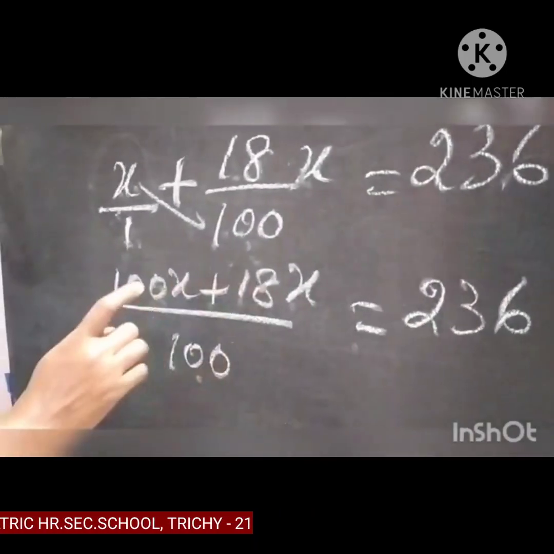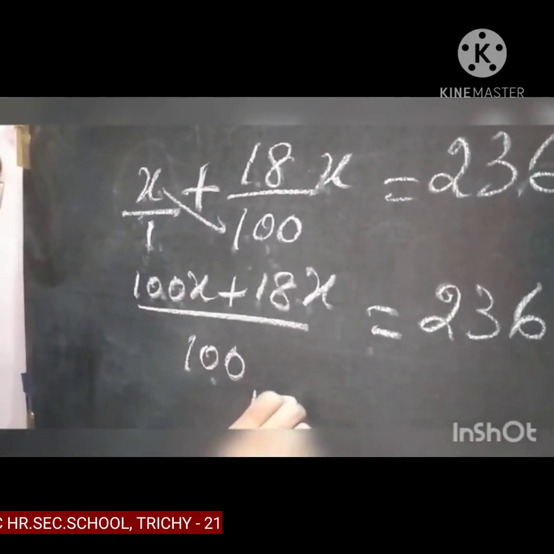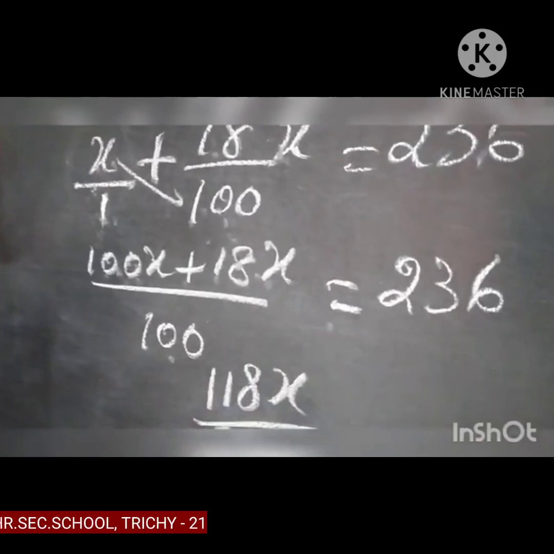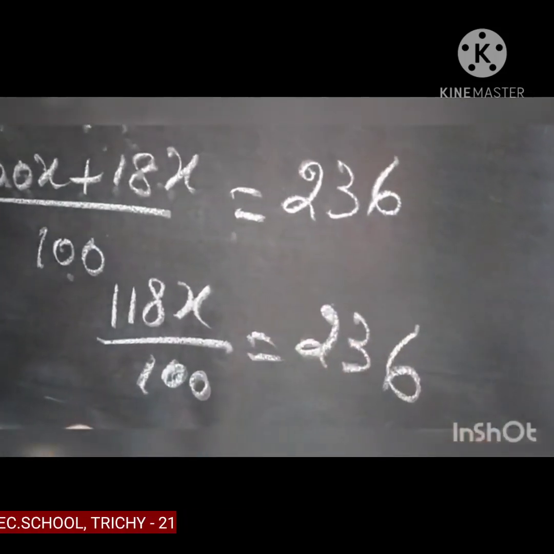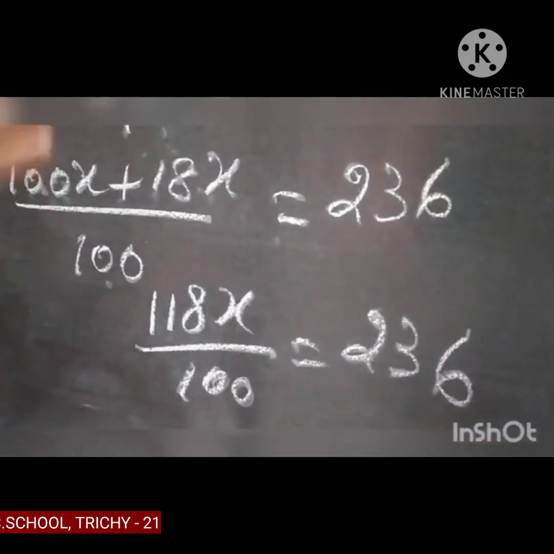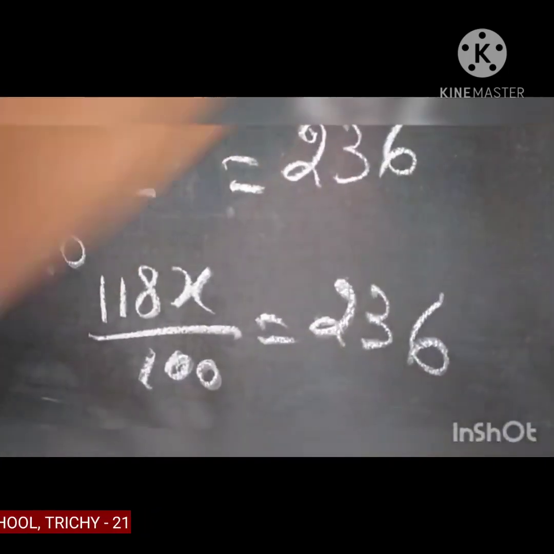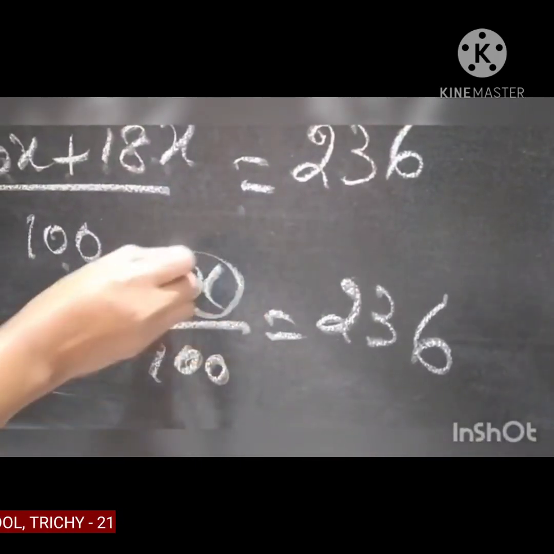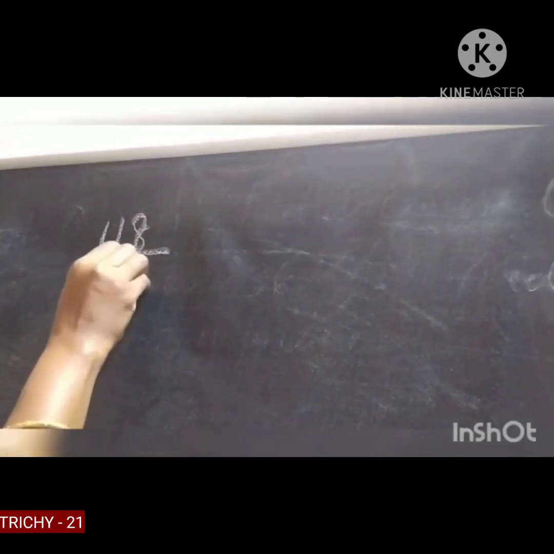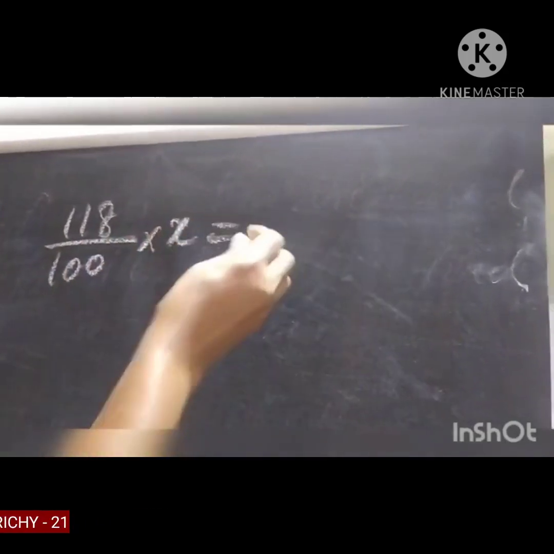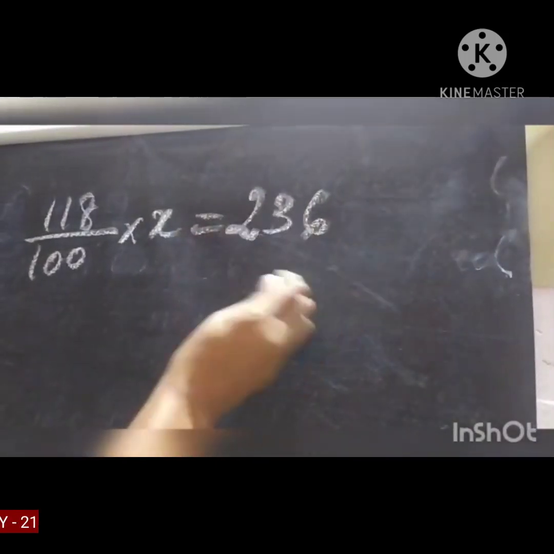Now here you can add 100 plus 18. So 100x plus 18x, 118x divided by 100 equal to 236. Now in the sum they are asking to find the number. You want to find the value of this x only. So you want to find out the value of this x. 118 divided by 100 into x equal to 236 on the right hand side.